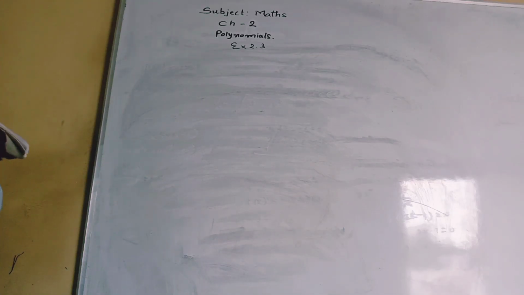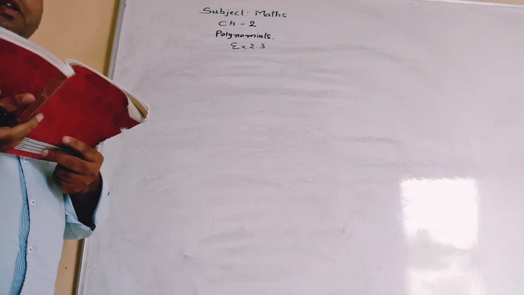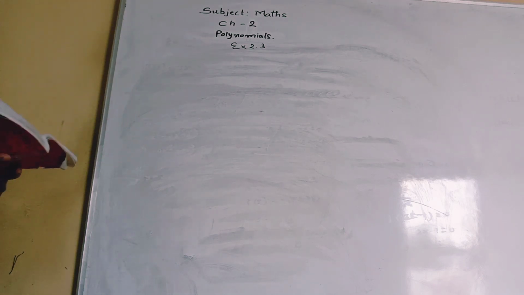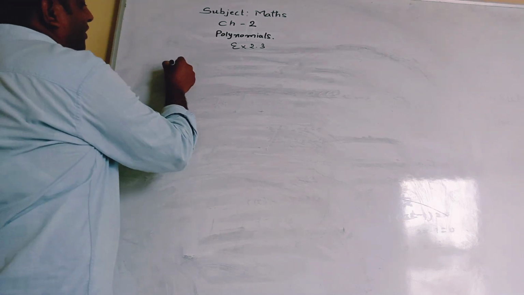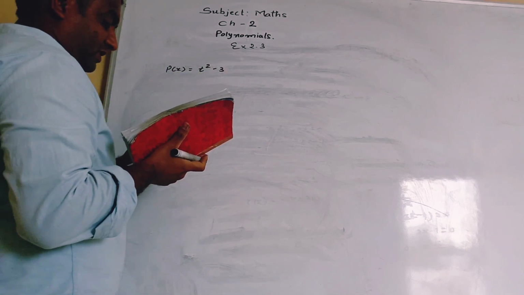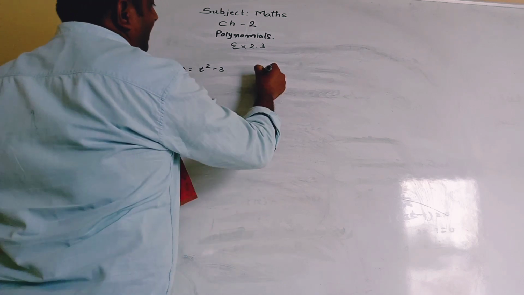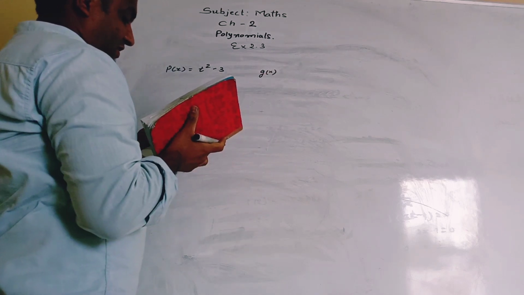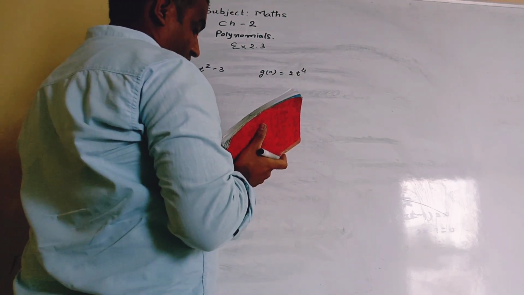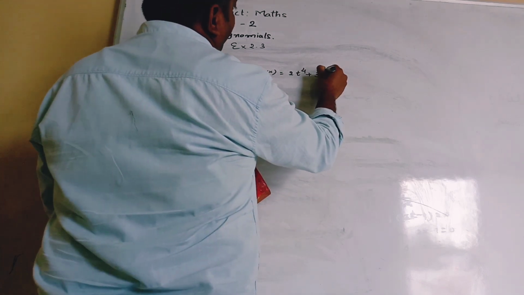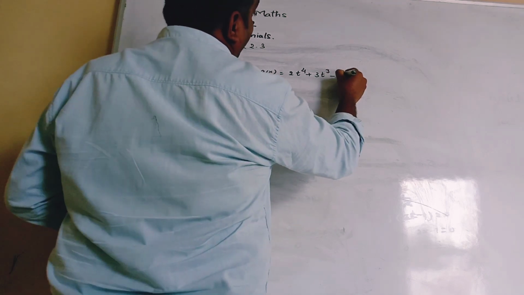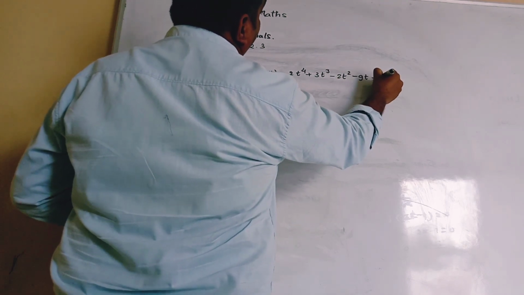Now we have question 2. Check whether the first polynomial is a factor of the second polynomial or not. Two polynomials are given. The first polynomial p(x) is t square minus 3, and the other polynomial we can say g(x) is 2t raised to 4 plus 3t cube minus 2t square minus 9t minus 12.